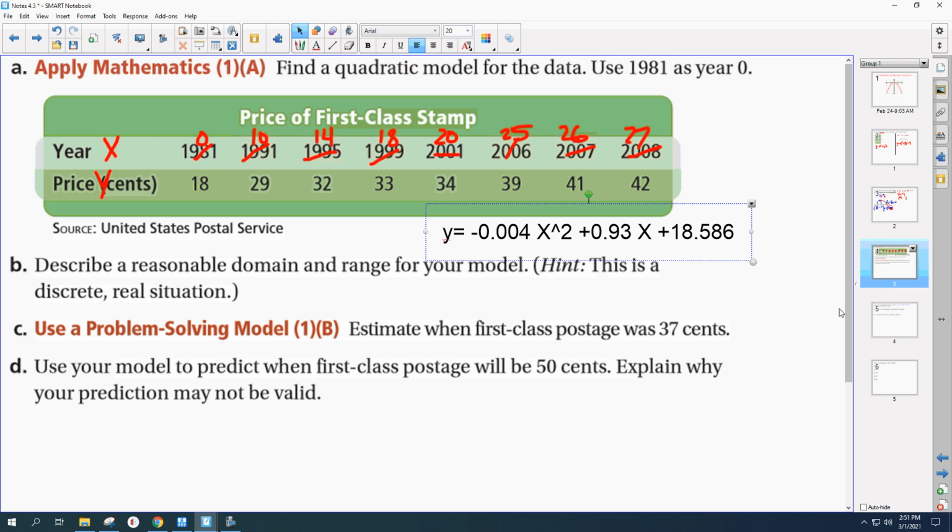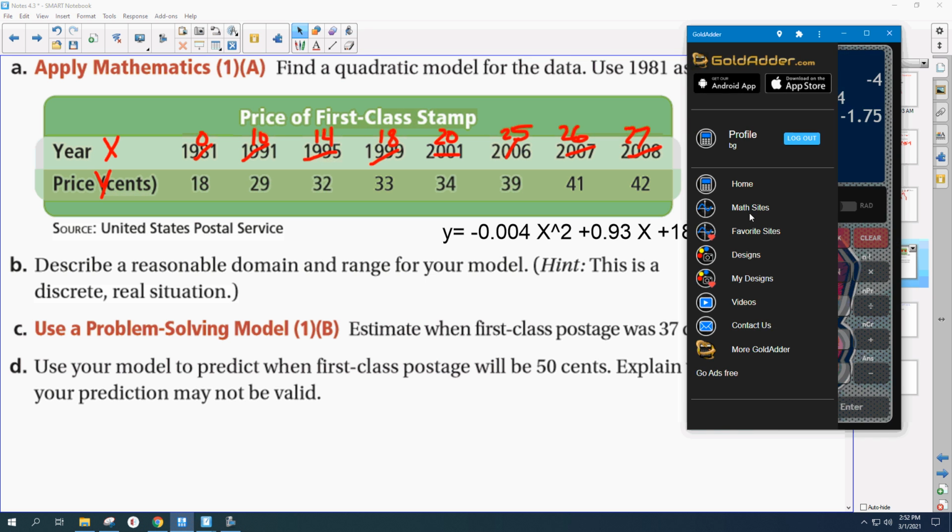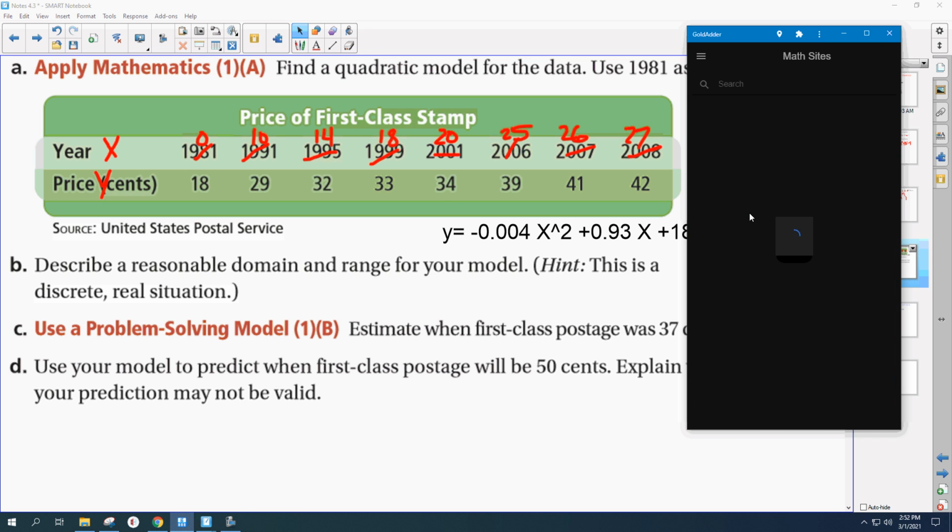Y equals, there's our quadratic model. All they're asking for is the equation there. Now, describe a reasonable domain and range for your model. So here's what I'm going to do. I'm going to take this and graph it at Desmos. So let's go to Desmos.